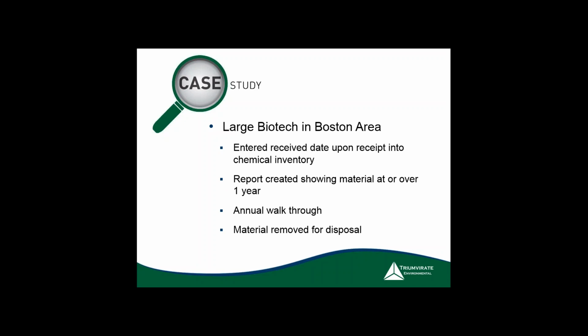Next is one example of central receiving, where everything gets entered into a chemical inventory database upon receipt. Know exactly what the material is, where it's going, when it was received. Do periodic walkthroughs through the laboratories. And once a year, we run the inventory report and flag any materials that appear to still be on site and in the inventory. We go to those labs, check on the material, evaluate it, and remove it for disposal. Again, this has been a very successful program where we've been able to eliminate any potential remote openings as a result of the management program that we put in place.